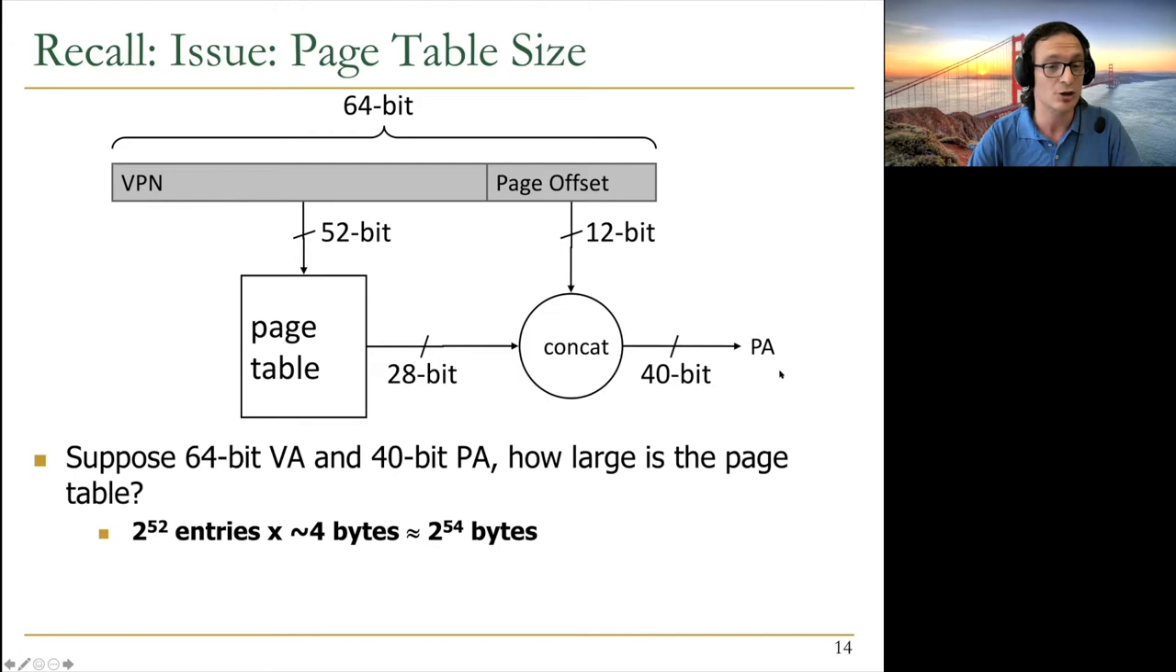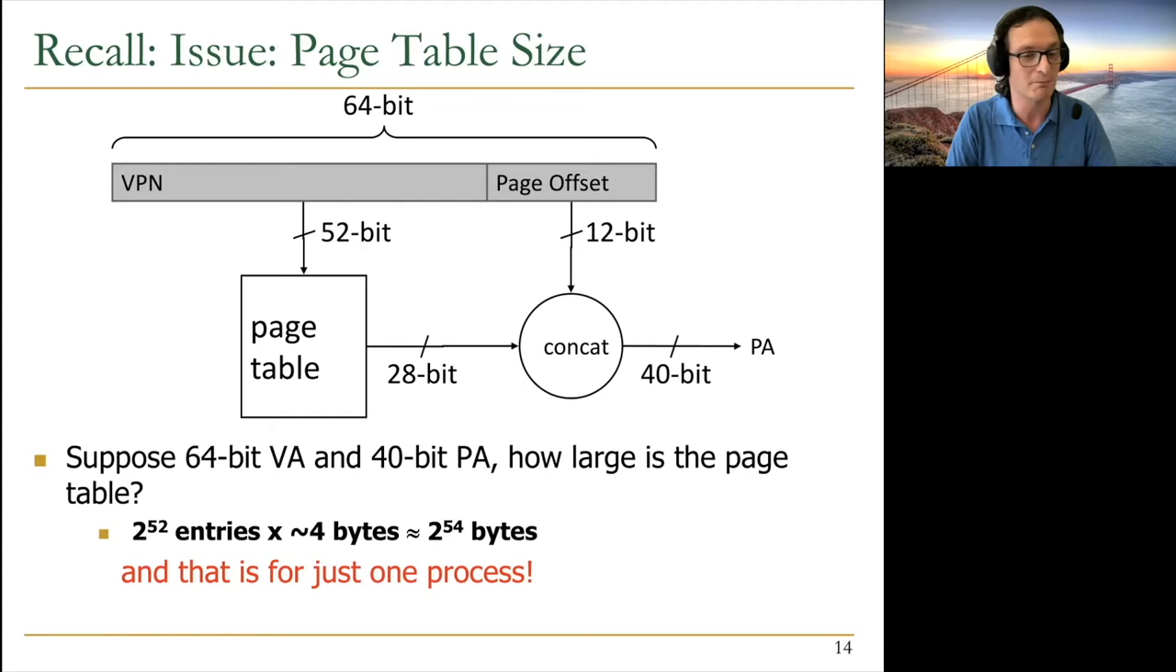We need to access physical memory. We have to go through the page table to be able to do the translation. The page table needs to be stored in memory, but we do not have enough physical memory to store the page table. So clearly this is not going to work, right? And this is just for one process.